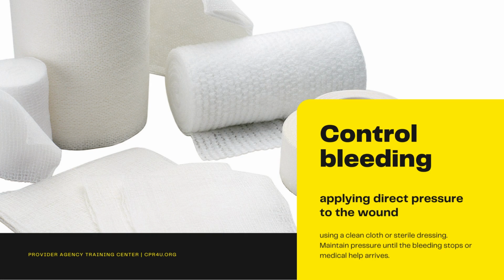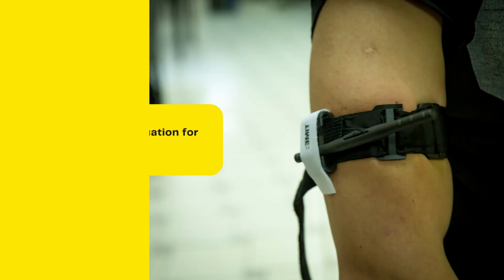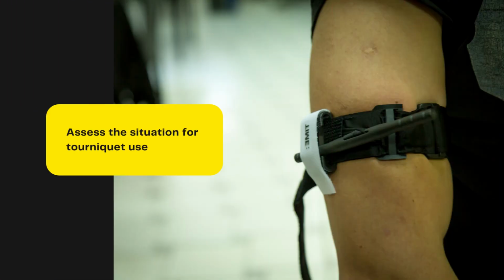Use your hands or a clean towel to apply firm pressure and help stop the bleeding. If possible, elevate the injured area above the heart to minimize blood flow. Next, consider using a tourniquet only in situations where severe, life-threatening bleeding cannot be controlled by direct pressure alone.